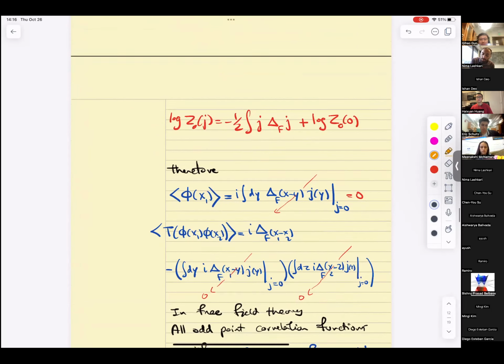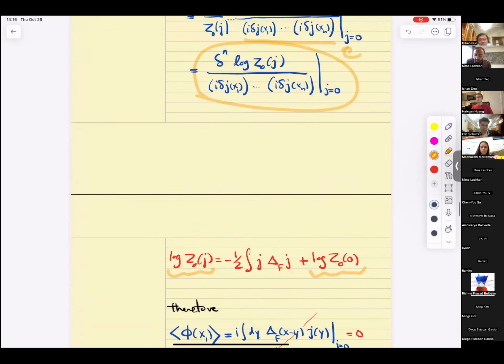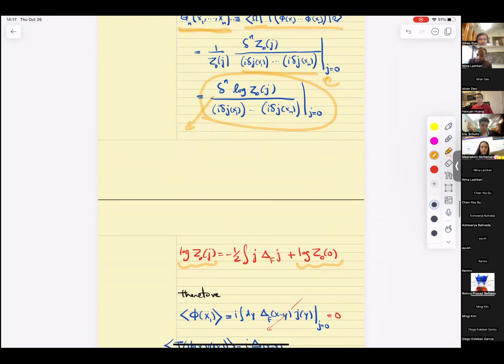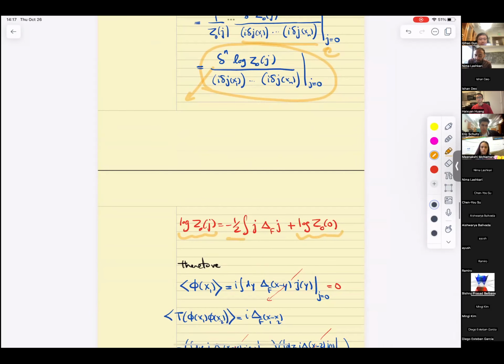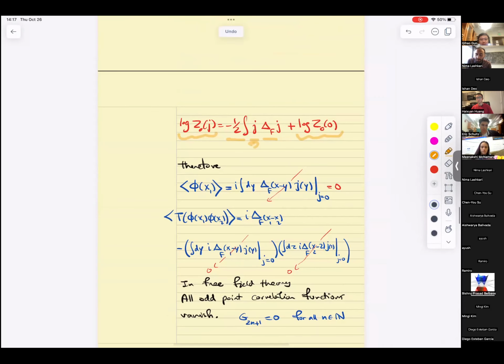So this was my log of Z0 of J. It was log of Z0(0), which I don't care about because the derivative will kill it. It's just a constant, independent of J. Minus half J Feynman propagator J. All right, so let's take derivatives of this expression.